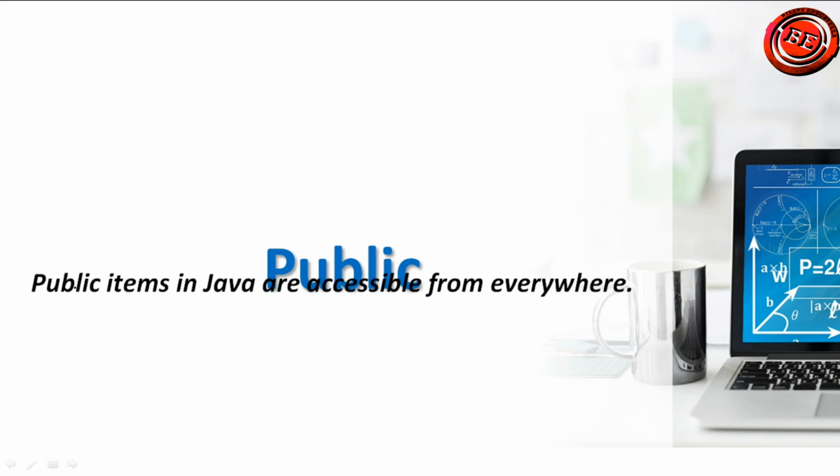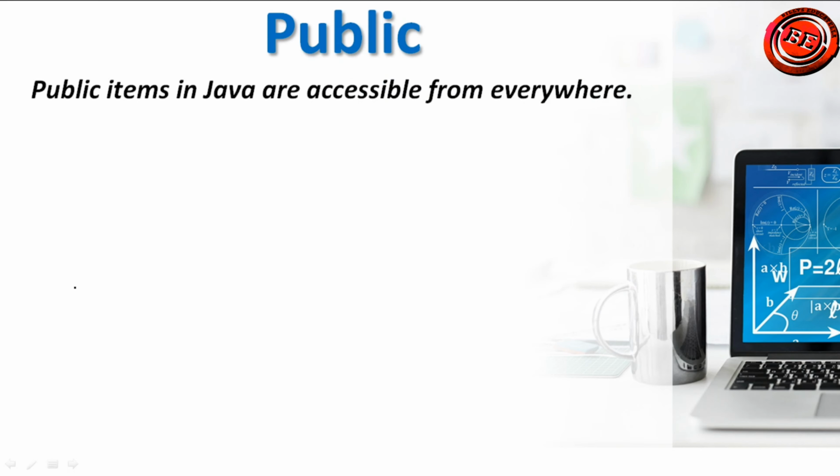Now let us discuss the public modifier. Public items in Java are accessible from anywhere. For example, an item present in the market can be accessed by any person in that market. In the same way, the public variables or methods present in a particular class can be accessed anywhere in that program or in any package of that Java program.